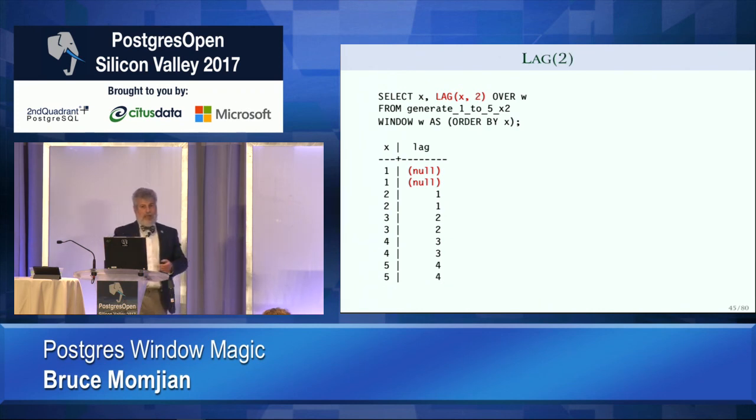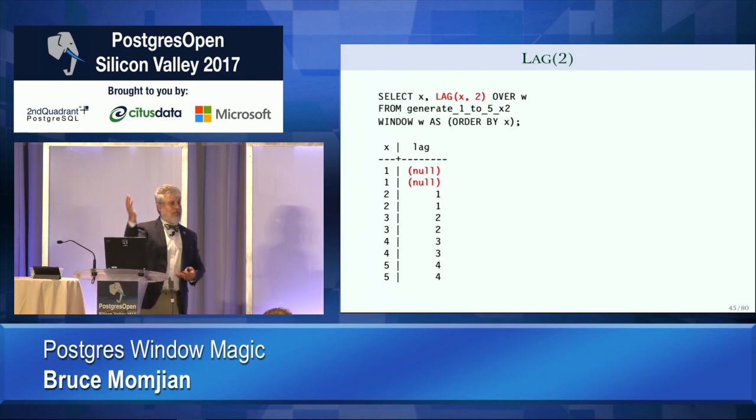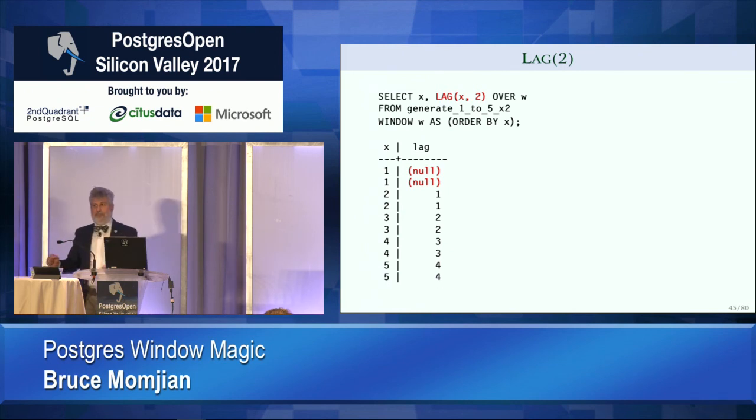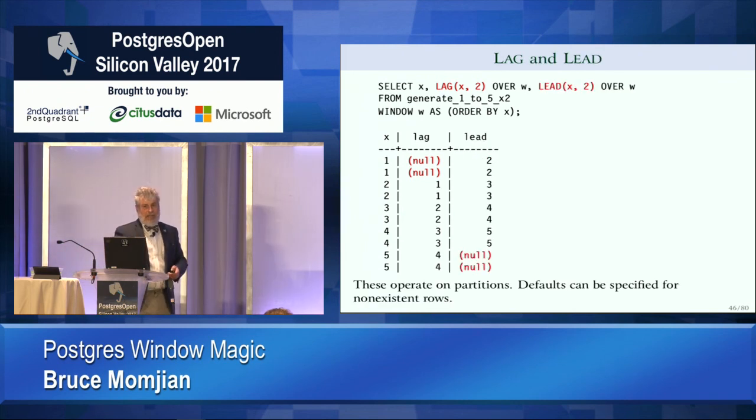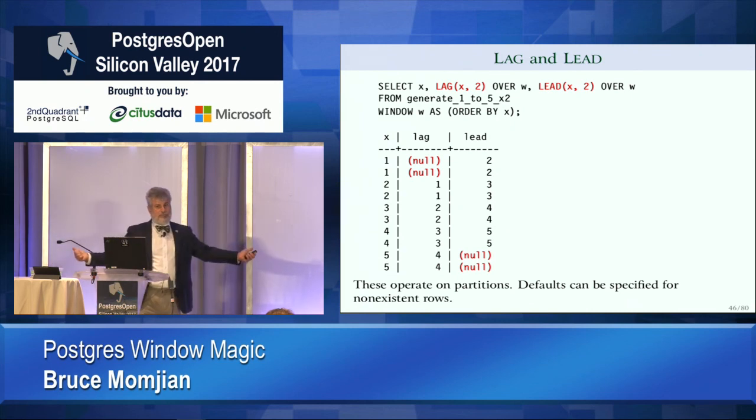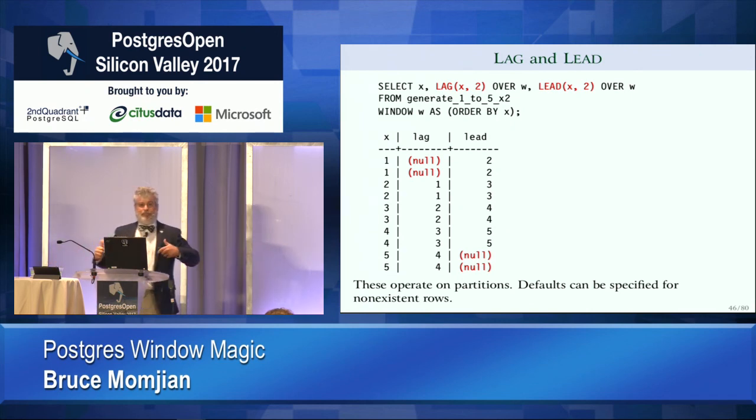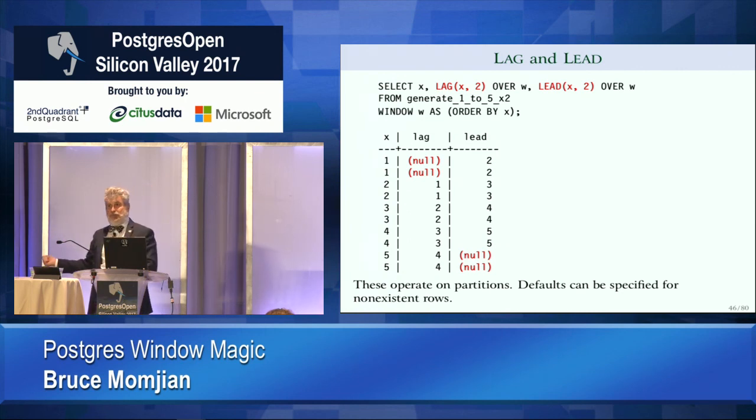Same thing, I can do lag 2. I can say give me 2 rows before it. First 2 rows don't have any 2 rows before it. Third row does. I've shifted everything down 2 in this case. Pretty easy to get. I can do lead. Lead says go forward instead of backward. The second column is lagging 2. The third column is leading 2.